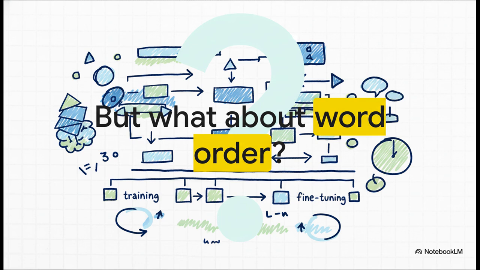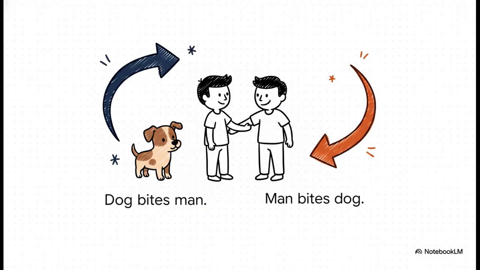Okay, but hang on. There's a massive hole in this plan. If you just turn words into their numerical meanings, you lose something absolutely critical, their order. The model just gets a jumbled up bag of meanings, with no idea what came first. And that is a huge problem. I mean, look at this classic example. The words are identical, so their meaning vectors are exactly the same. But just by flipping the order, you completely change the story. A model has to be able to tell these two apart.